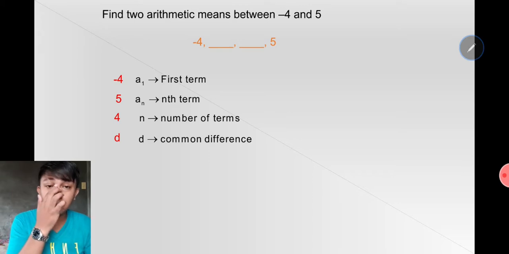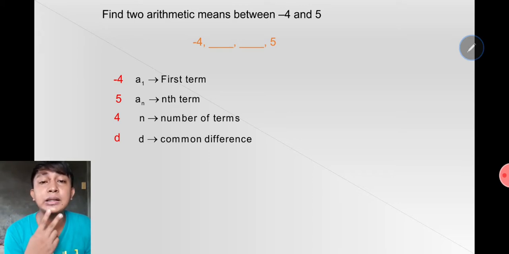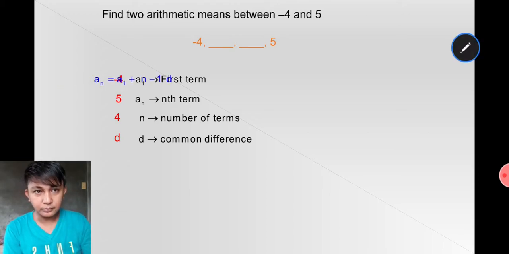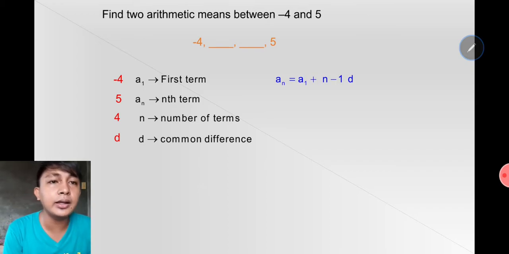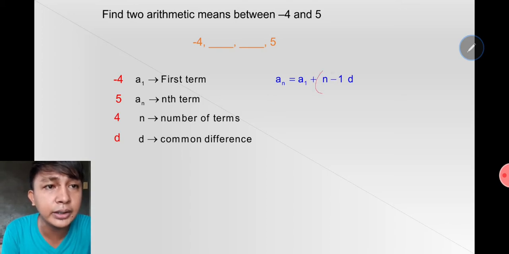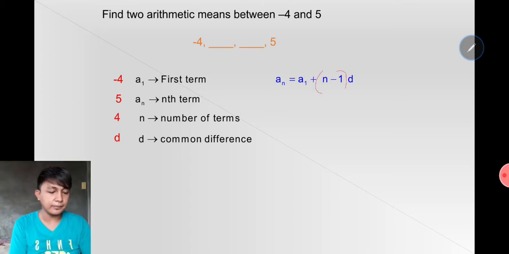Sa last topic natin, we have discussed finding the common difference. Kailangan merong magkatabing dalawang numbers and then you get their difference. So dito, kitang-kita naman na walang magkatabing numbers. So makukuha natin ang common difference by using the formula. So we use the formula a sub n is equal to a sub 1 plus n minus 1 times d. Don't forget the parentheses again.